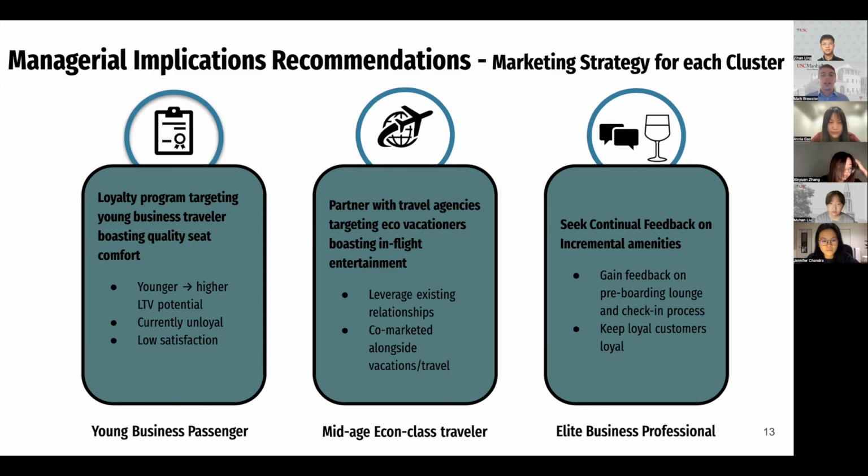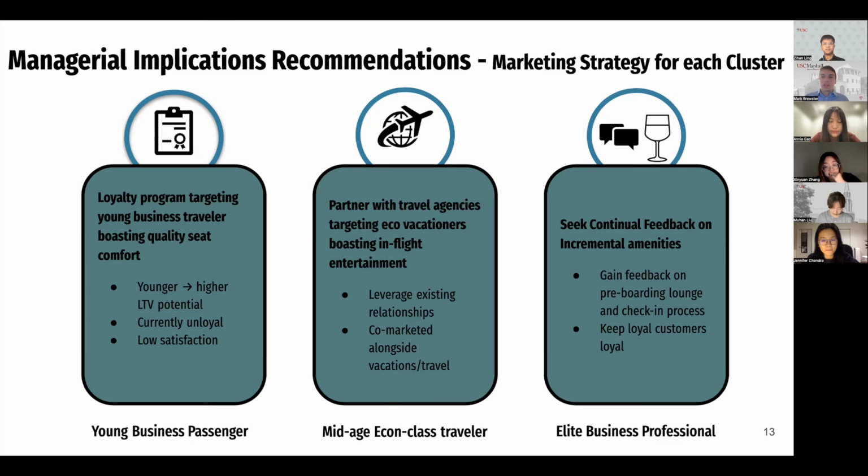As the youngest, the LTV of this group can be very high, with many years of flying on the horizon. Second, knowing what we know about cluster 2, the middle-aged economy class travelers, we recommend partnering with travel agencies, co-marketing with an emphasis on in-flight entertainment. This should be the primary content marketed through sites like Expedia and Travelocity.